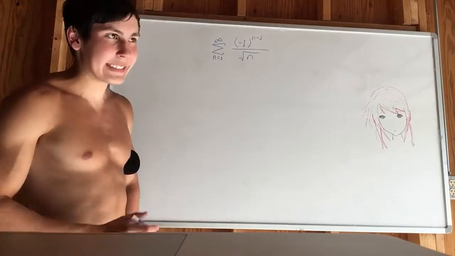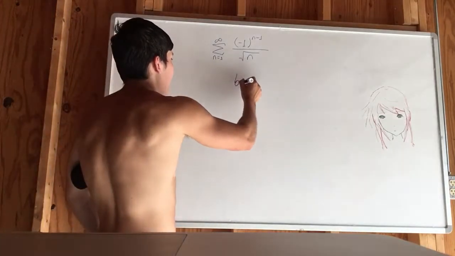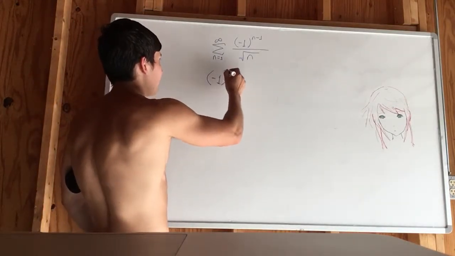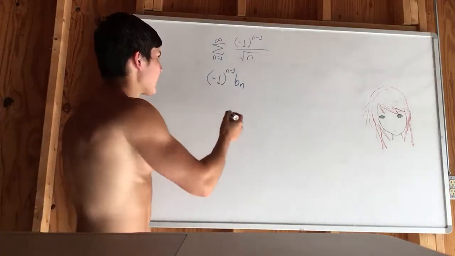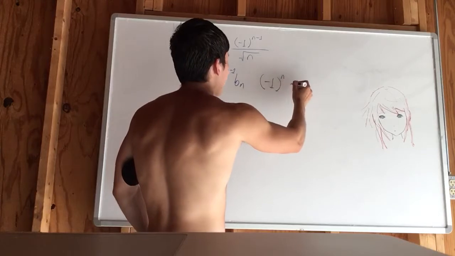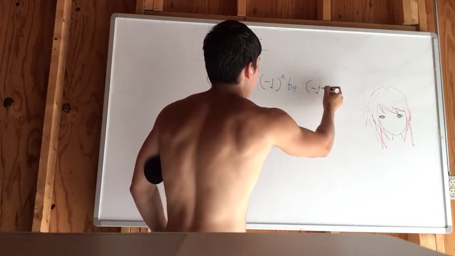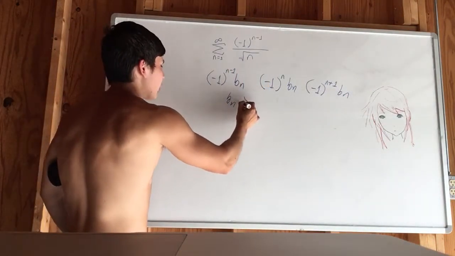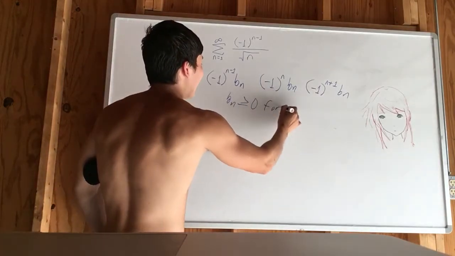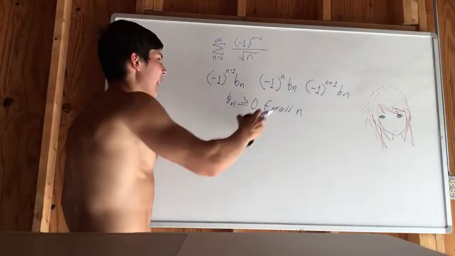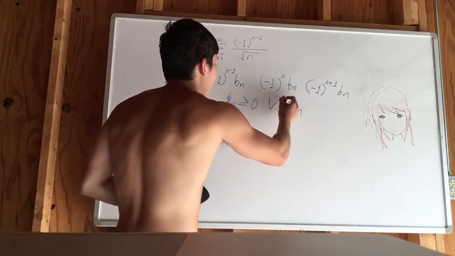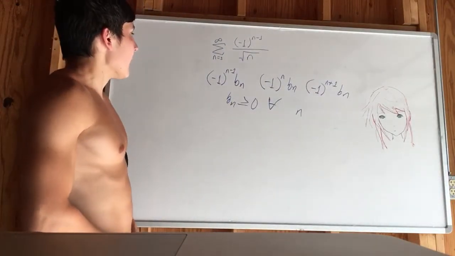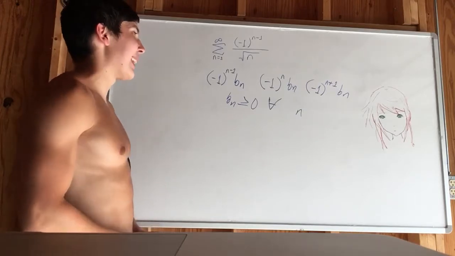So we could use the alternating series test, because we have b sub n and we have the alternating part. Whenever we have something of this form, and b sub n is greater than or equal to 0 for all n (by the way, you could write "for all" like an upside down A), then you could use the alternating series test.